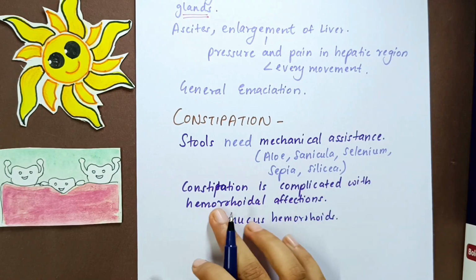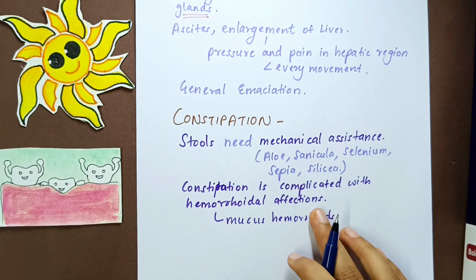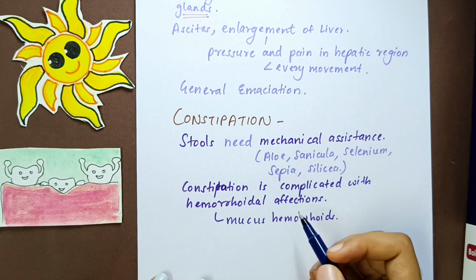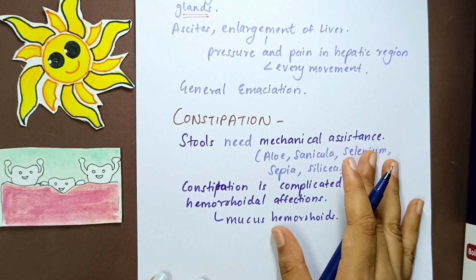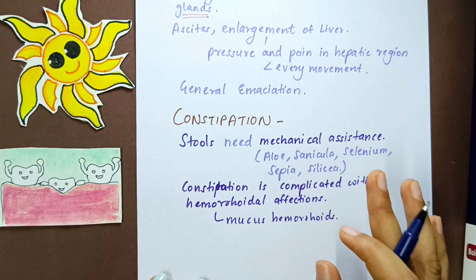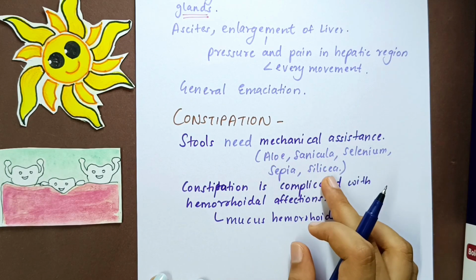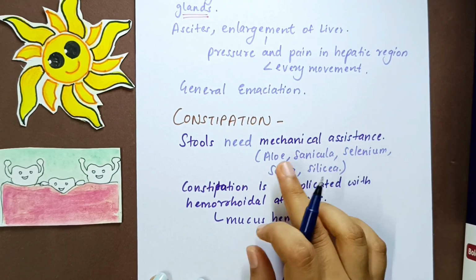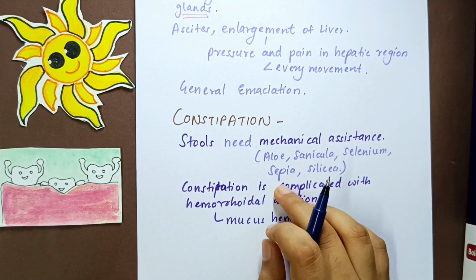So constipation is complicated with hemorrhoidal affections as well. This is very common. Anybody who has constipation sometime or other experiences hemorrhoids because of the great straining that they have to do. Mucous hemorrhoids especially are seen in Calcarea Carb. Okay, so remember at least this much. And these remedies also, if you can, it's very good: Silica, sanicula, aloe especially, selenium and sepia also.